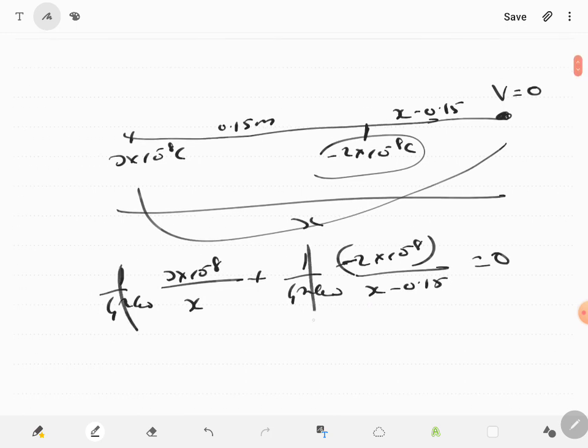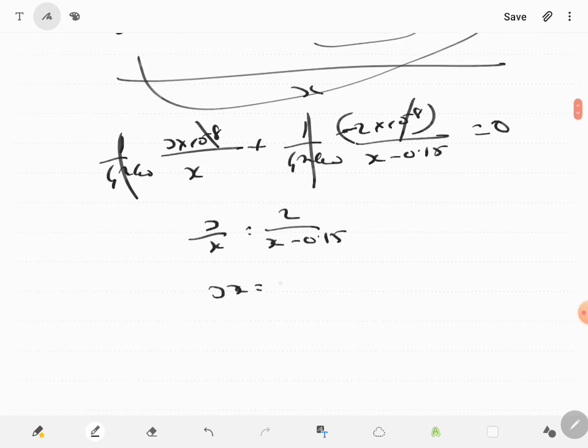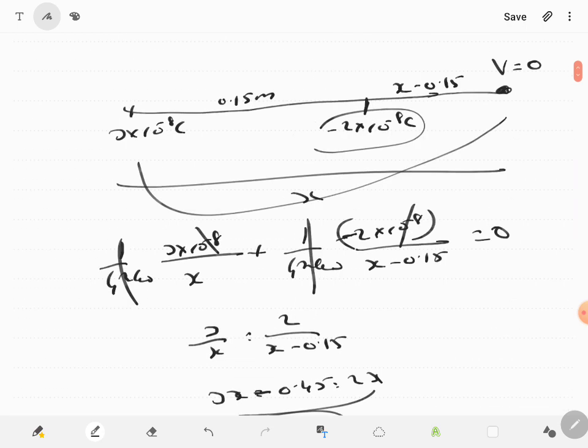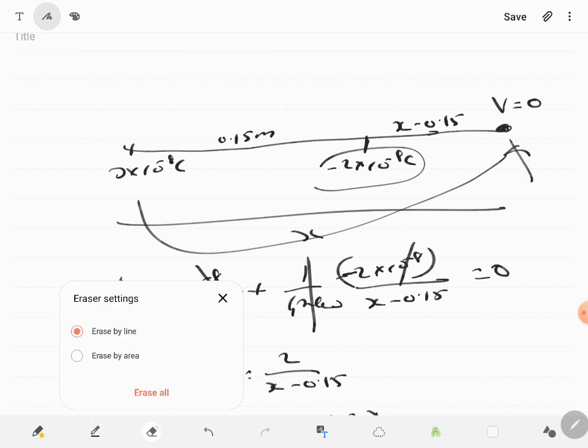So this and this get cancelled again. Taking the other side, 3 by x is equal to 2 by x minus 0.15. So 3x minus 0.45 is equal to 2x, so x is equal to 0.45. Can you see that it can even be far away from both the charges on the right side, where the potential can be 0. So thus you find this value.